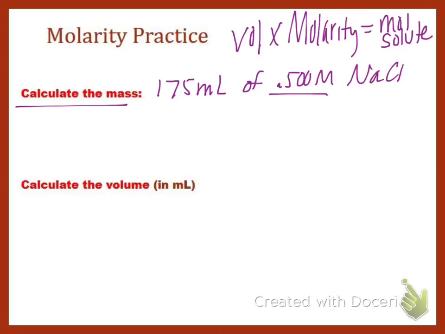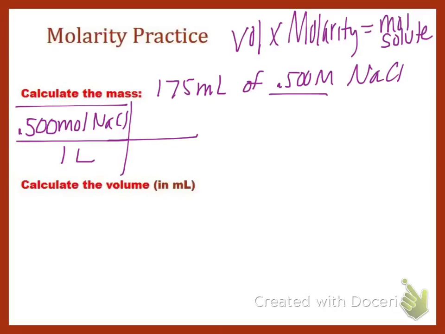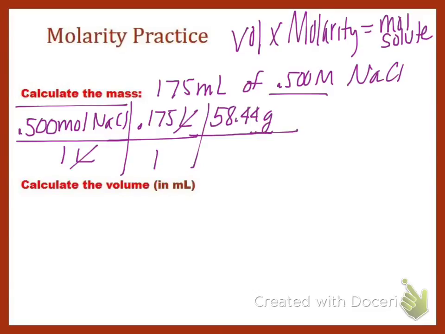So start with molarity, 0.500 moles of NaCl per 1 liter. If I multiply by 0.175 liters, I get rid of liters. Now I'm in moles of sodium chloride. How can I get to grams? Molar mass. So 58.44 grams of sodium chloride over 1 mole.